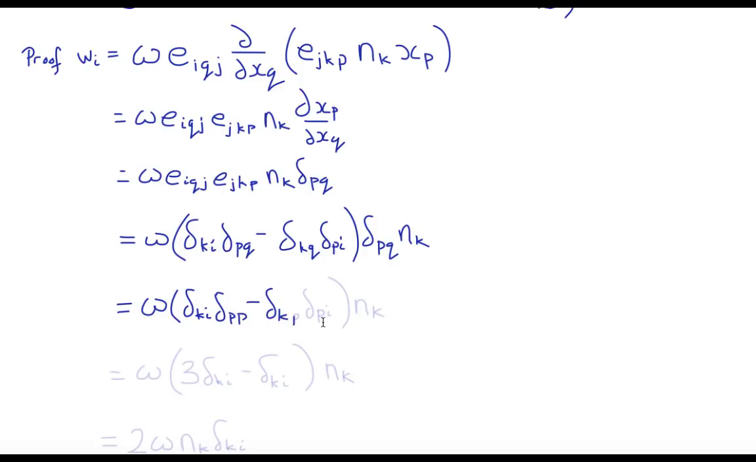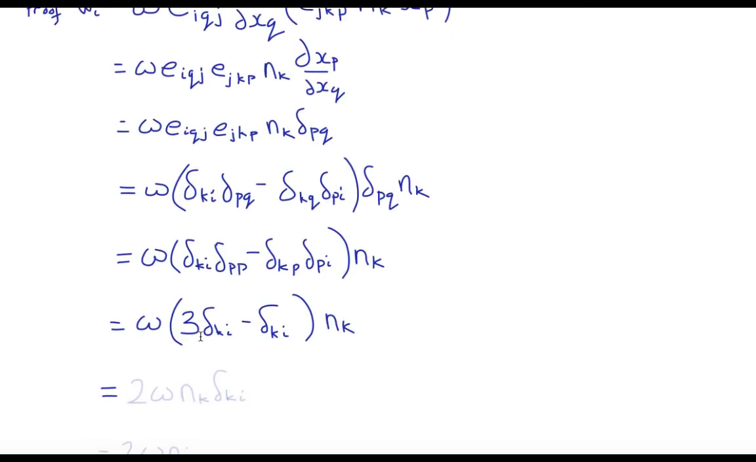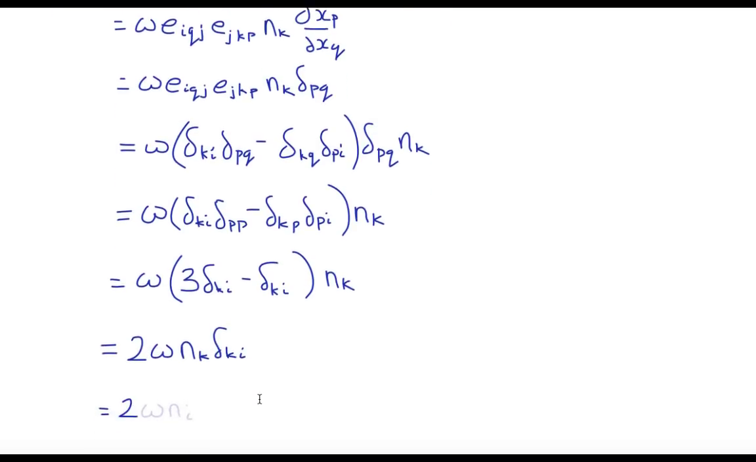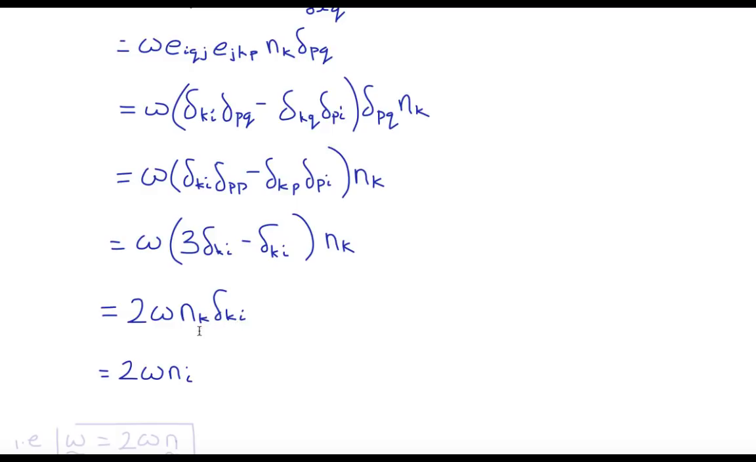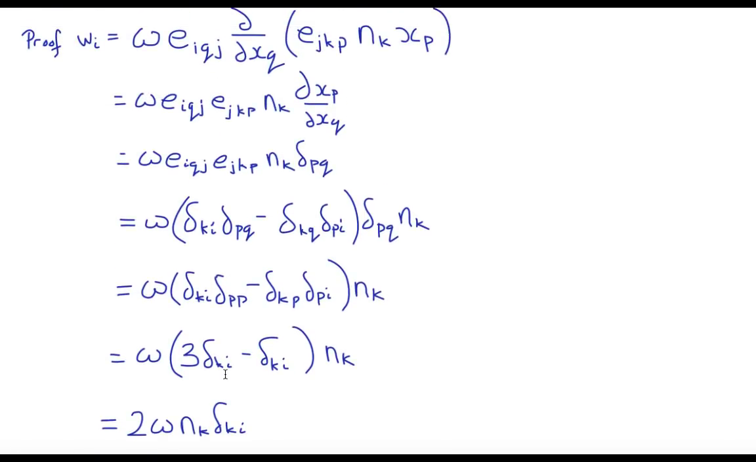times n_K. Now delta_PP is 3, so that will be 3 delta_KI minus delta_PI turns the P into an I, so this is minus delta_KI times n_K. So now we have omega times 3 minus 1 delta_KI, which gives 2 omega n_K delta_KI, and then finally delta_KI converts the K to an I, so we get 2 omega n_I. So w_I equals 2 omega n_I, or in vector notation, w equals 2 omega n.